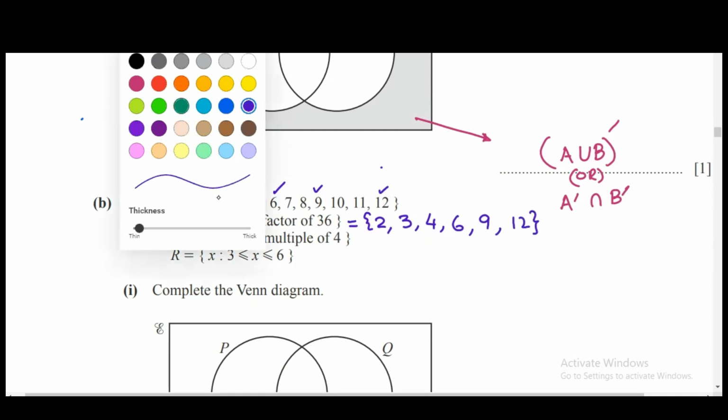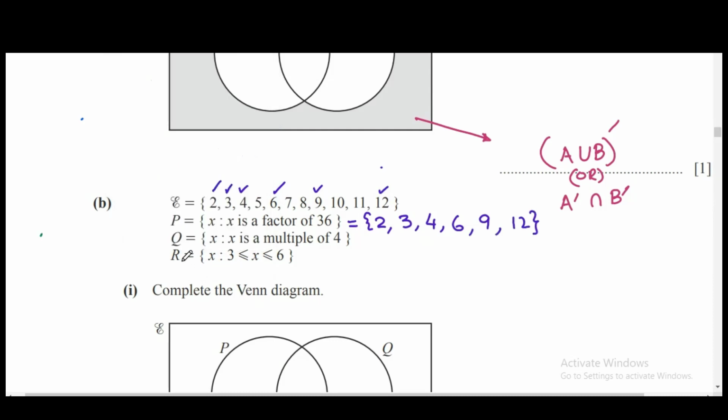Now set Q. Set Q is the multiples of 4. Multiples of 4 means the 4 times table, or which numbers are divisible by 4. So 4 is divisible by 4 here, 8 is divisible by 4, and 12 is divisible by 4 here.